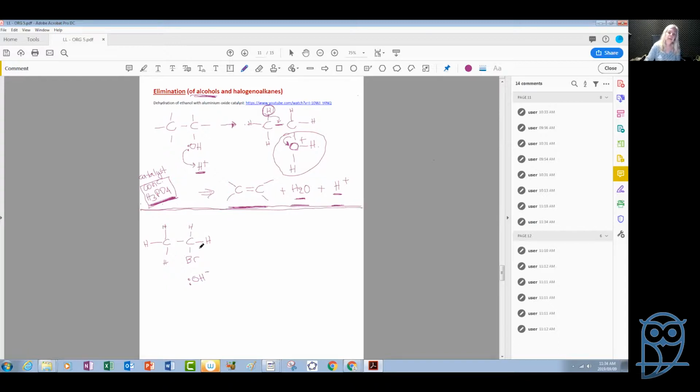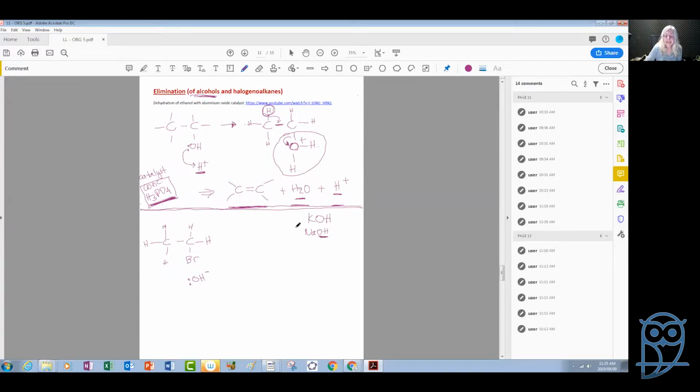But now let us move on to the elimination as it appears in the halogen alkanes. And to have an elimination reaction, and here is an example of a halogen alkane, a bromoethane, we need to react it with something like potassium hydroxide or even sodium hydroxide, because it is this hydroxide that will make it happen.